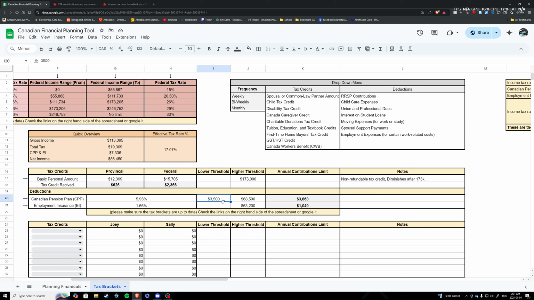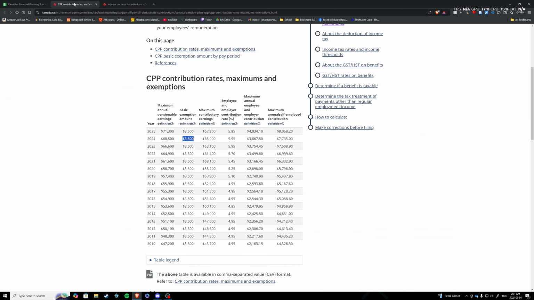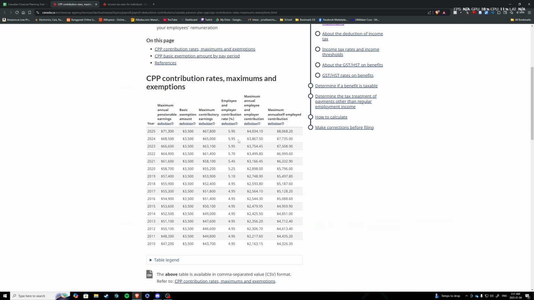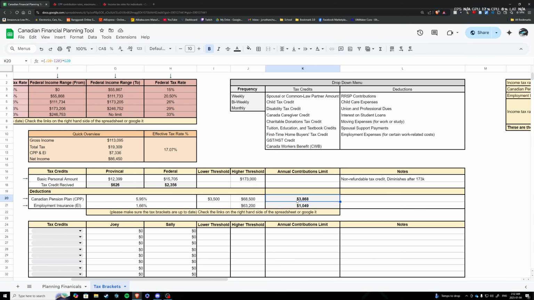This is still for the Canadian pension plan. And then you want to find the percentage rate, which is right here, 5.95%, which is the employee and employer contribution limit. So take this value, stick it right here, and then that'll calculate your maximum annual employee and employer contribution. That is a mouthful. So this value here should correspond to this value, and then you basically do the same thing for your employment insurance.